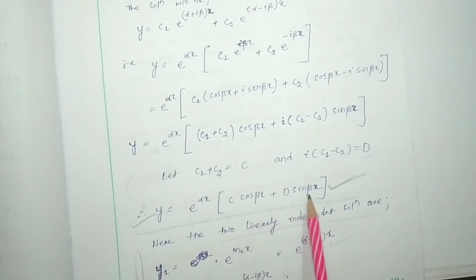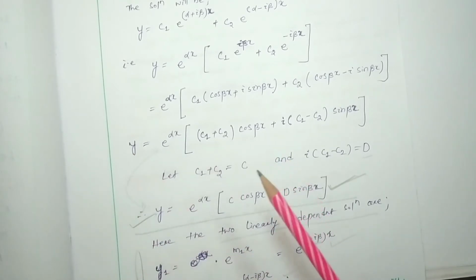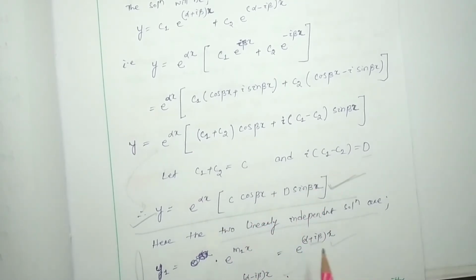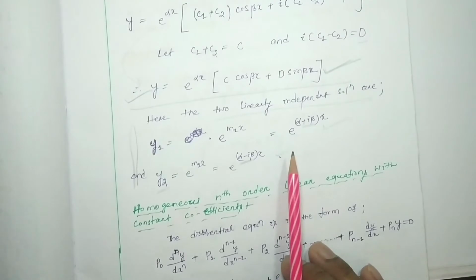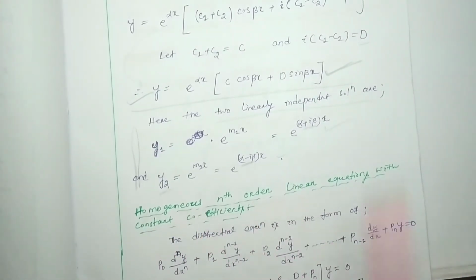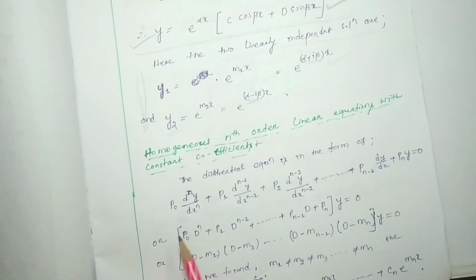This is also a solution, a linear combination in the form of sine and cosine. Just mark that the solutions we are extracting for a differential equation in different cases are in the form of trigonometric or exponential functions. Now, if we consider a homogeneous nth order linear differential equation with constant coefficients, it will be in the form of this one.